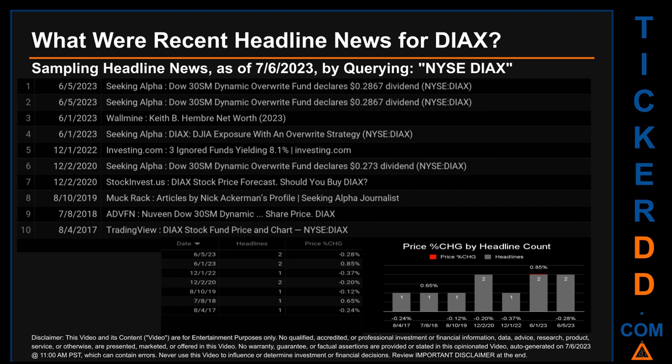What were recent headline news for DIAX? Today, Thursday, July 6, 2023, I sampled one of our news aggregators for latest headlines for this ticker. I did so by searching specifically by a keyword that may appear, broadly, in the title or the body, of discoverable news articles. The keyword that I used was a combination of the exchange and the ticker symbol, NYSE: DIAX. The results show 9 unique headlines, published across 7 unique dates.